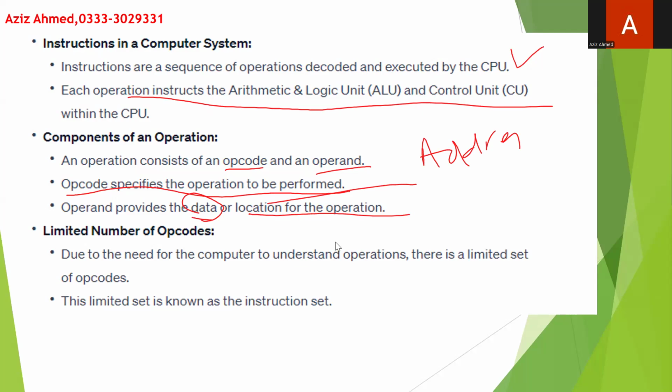So it says there is a limited number of opcodes, due to the need for the computer to understand operations. There is a limited set of opcodes. This limited set is known as the instruction set. Got the idea? Right.